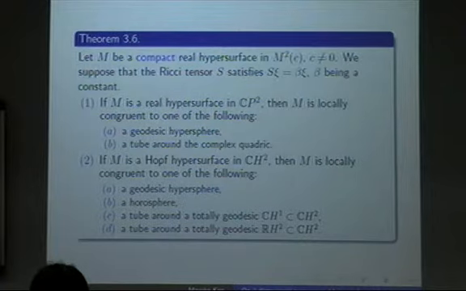Next, if M is compact and beta being a constant, then M is locally congruent to one of the following: when the ambient manifold is complex projective space, then M is an open part of a geodesic hypersphere or a tube around the complex quadric. Sorry, this is a mistake. If M is a hypersurface in CH2, then it is locally congruent to one of them.